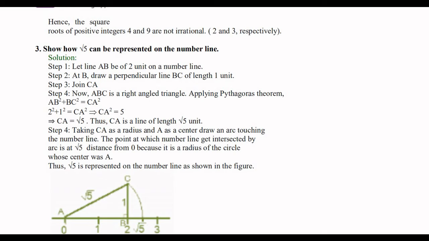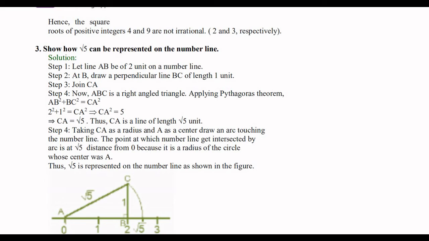Step 4. Now ABC is a right angled triangle. Applying Pythagoras theorem, AB square plus BC square is equal to CA square. 2 square plus 1 square is equal to CA square. Therefore, CA square is equal to 5. That is, CA is equal to root 5. Thus, CA is a line of length root 5 units.